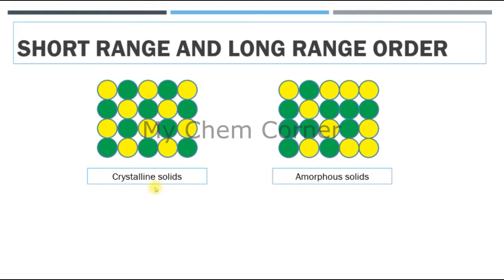So basically in crystalline solids, you will see both short range and long range order, whereas in amorphous solids, you will only see short range order. So basically you're talking about the arrangement of particles in a regular pattern, either over a short range or a long range. That's what short range order and long range order in a crystalline or an amorphous solid mean.